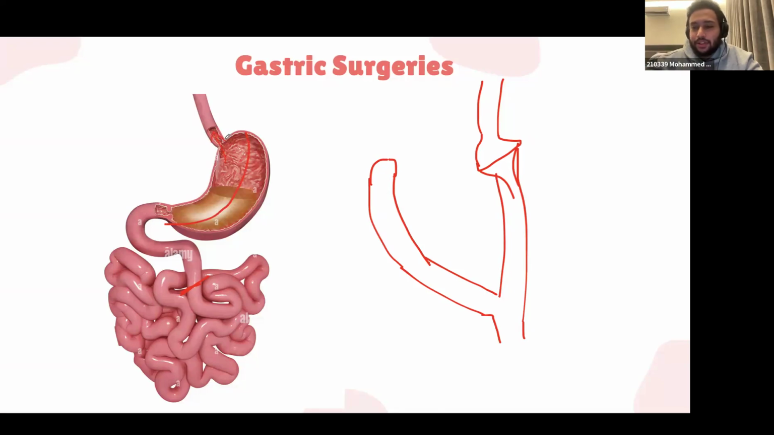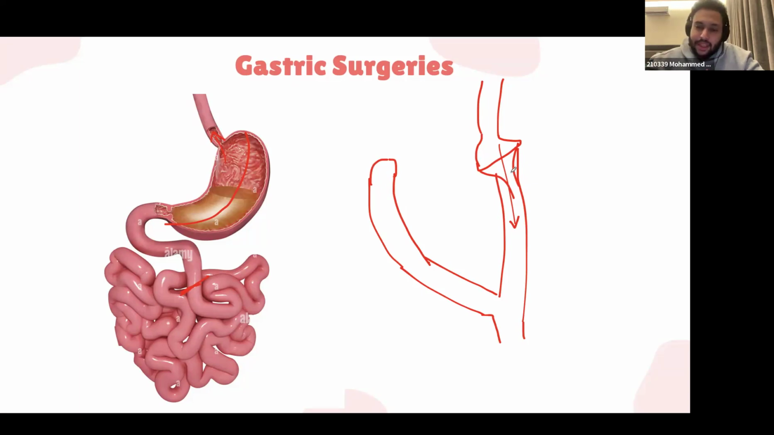So if someone has GERD and has obesity, the thing that we prefer to do is this. Because the gastric emptying won't really exist, it will just go straight into the small intestine. So it won't actually increase the chances of GERD. It's used in patients with GERD and with obesity.